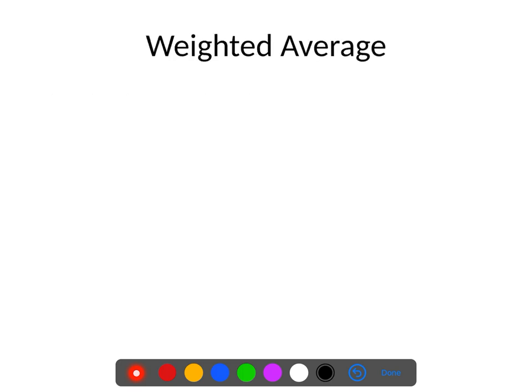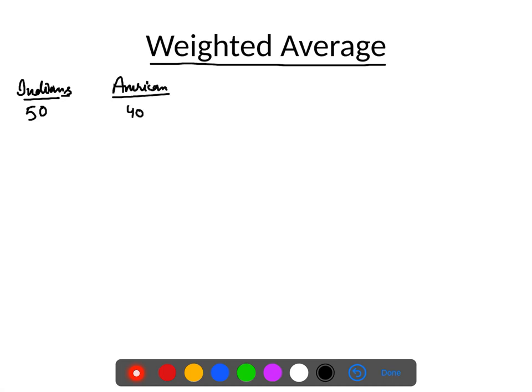The next very important topic out of average is weighted average. For example, let me take one situation. There is a group of Indians whose average GMAT quant score is 50, and there is a group of Americans whose average quant score is 40. The situation is that two groups are merged. So what will be the final average?